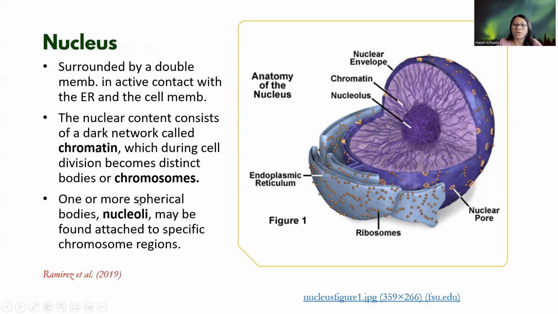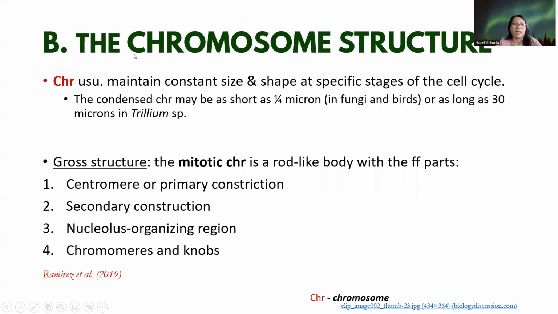And then we have here one or more spherical bodies called the nucleoli may be found attached to specific chromosome regions. We will learn a little later the different parts of the chromosomes, and one part of the chromosome is called the NOR or nucleolus organizer region. That is the region where the nucleolus forms or attaches to. Okay? So yun yung tinatawag nating nucleus, the nucleus.